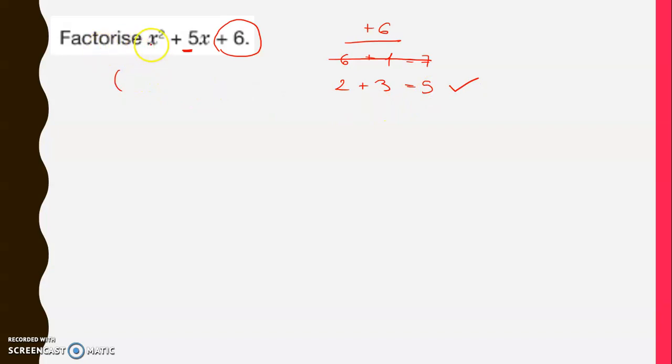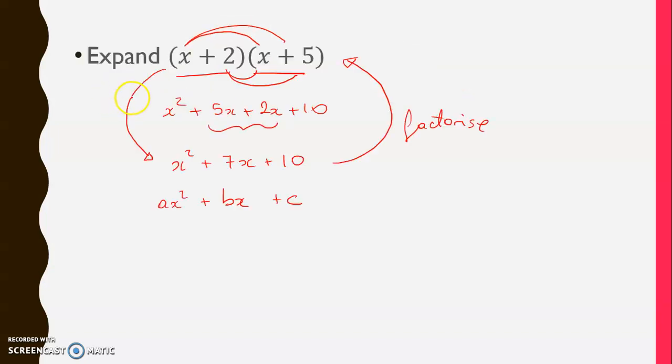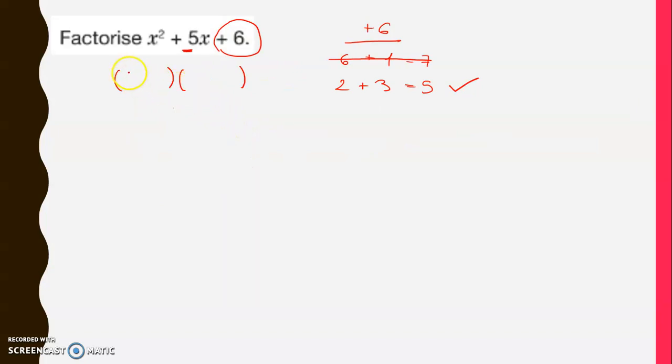Therefore, we know that by factorizing a quadratic expression, we end up with two brackets, because we showed it in the previous example. So we have an x here. x times x will give us this x squared. And then we only need to put the positive 2 in one of the brackets and positive 3 in the other one. We can always check our answer.